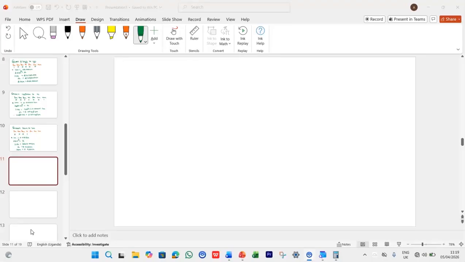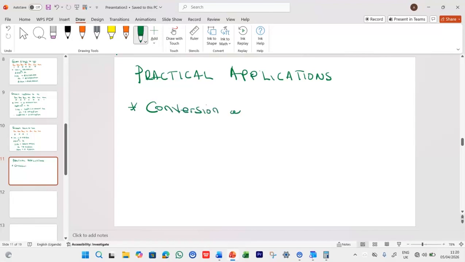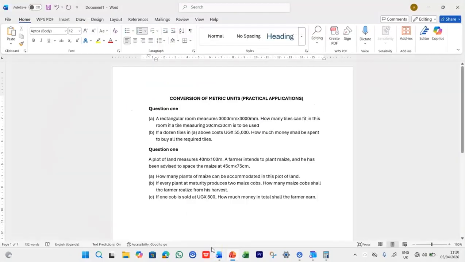As promised earlier on, in this lesson we are going to look at some practical applications. Of course, we are dealing with what? We are looking at conversion of metric units. Let's see some of the practical applications. A typical example is here.